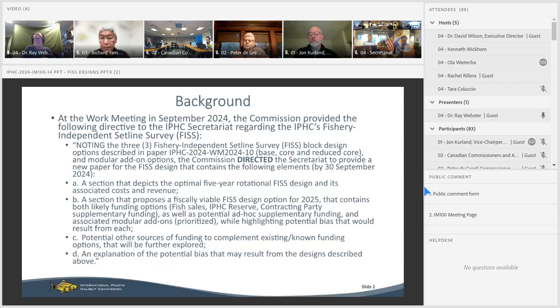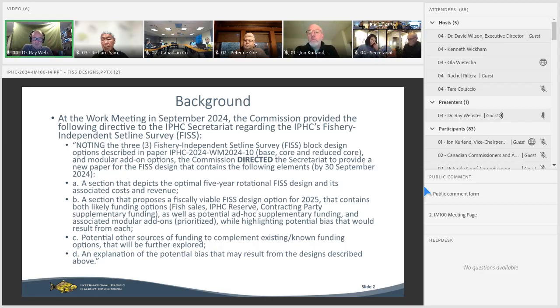So some background. At the work meeting we had in September 2024 with the commissioners, the Commission provided the following directive to the IPHC Secretariat regarding the IPHC's Fishery Independence Headline Survey. Noting the three Fishery Independence Headline Survey block design options described in the accompanying paper and modular add-on options, the Commission directed the Secretariat to provide a new paper for the FIS design.